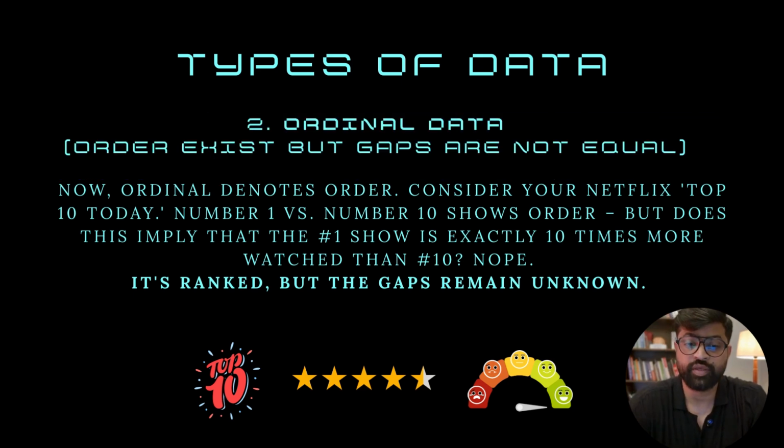Ordinal data. So there is an order that exists, but the gaps are not equal. For example, the top 10 shows on Netflix that you get to see, but it doesn't mean that something which is at first rank and something which is at 10th rank have equal amounts of difference between them. Or for example, the rating you give to your Uber driver, a 5 rating and a 3 rating, you can never tell what is the actual difference between them.